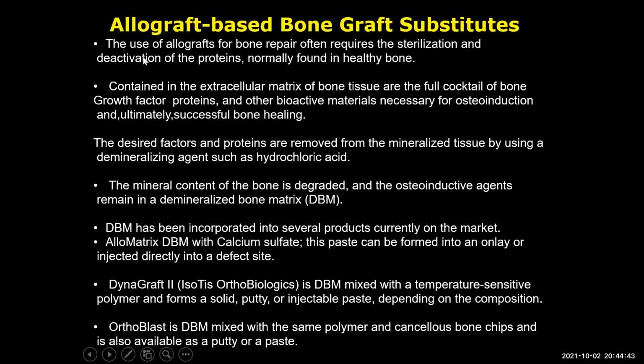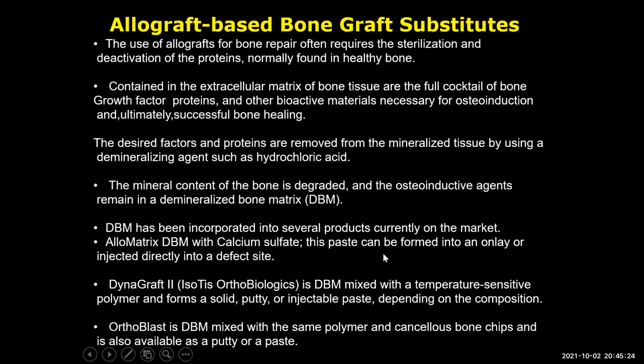Allograft based bone graft substitute. The use of allograft for bone repair often requires sterilization and deactivation of protein contained in the extracellular matrix of the bone tissue, and the full cocktail of bone growth factors, proteins, and other biomaterial necessary for induction and ultimately bone healing. The desired factors and proteins are removed from the mineralized tissue by using a demineralizing agent like hydrochloric acid. The mineral content of bone is degraded and the osteoinductive agents remain in the DBM. The DBM has been incorporated in several products currently on the market with calcium sulfate. It is known as Allomatrix DBM.